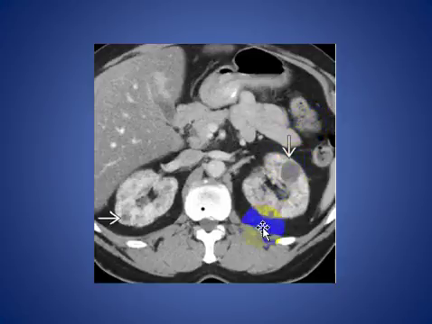Here, another patient with autosomal dominant polycystic renal disease with multiple small cysts in both kidneys, mainly cortex, in a 62-year-old man with preserved renal function. And this is presumed type 2 adult polycystic renal disease.